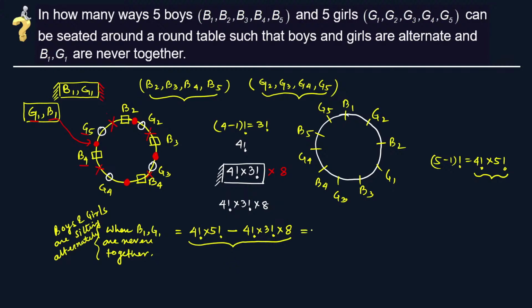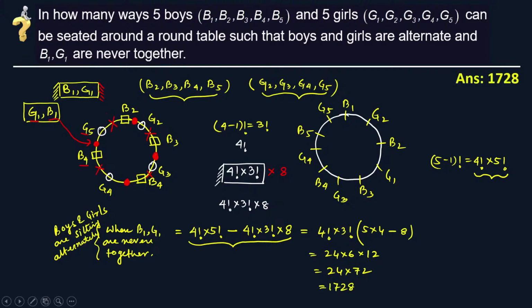So let me just calculate this. Let me take factorial 4 common, factorial 3 common. So we are left with 5 into 4 minus 8. So that gives us 24 into 6 into, 5 fours are 20, minus 8 gives us 12. So it is 24 into 72, that gives us 1728. Is it clear to all? So the total number of ways in which these 5 boys and 5 girls can sit alternately, but B1 and G1 will never be together, is 1728 ways. Is it clear to everyone?